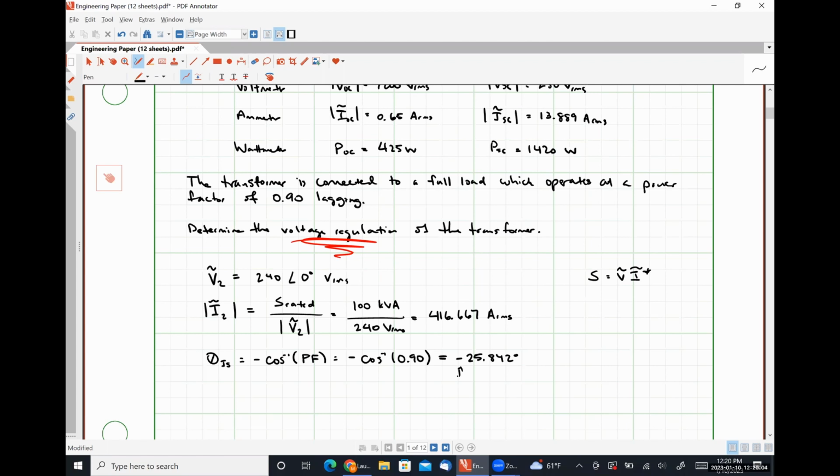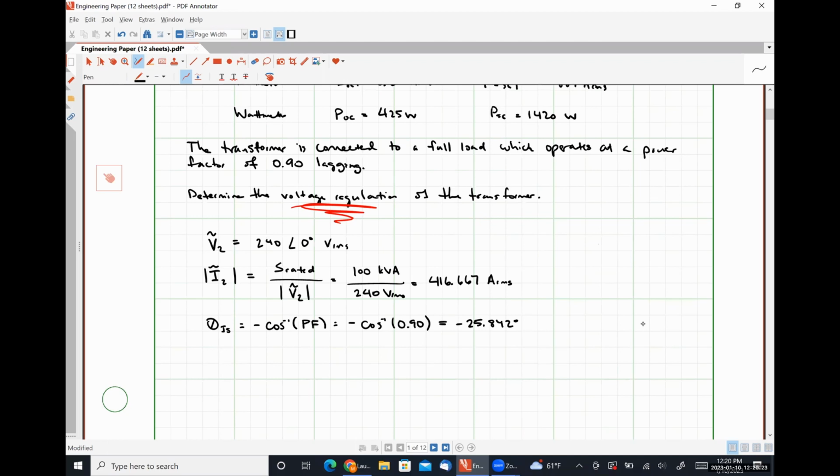Okay. So that in turn means, just for those of you that are paying attention, if our power factor were leading, the angle of our current would be positive, and the angle of our complex power would be negative. So putting these things together, our RMS phasor current I2 is 416.667 angle negative 25.842 degrees amps RMS.